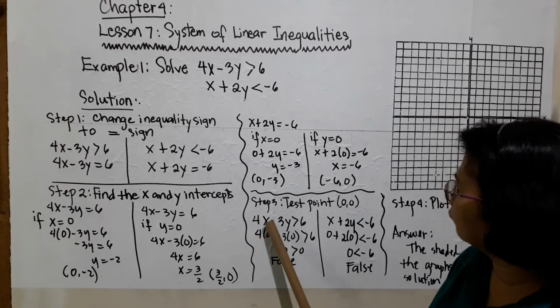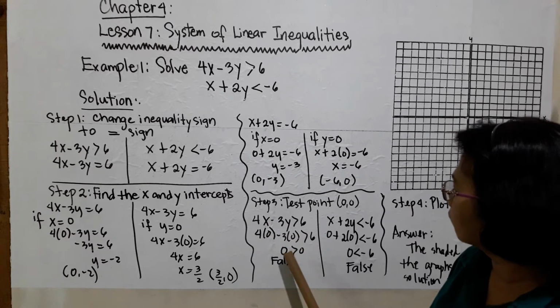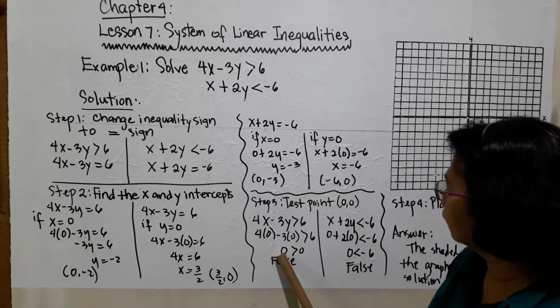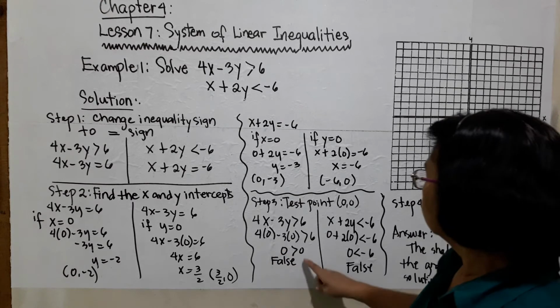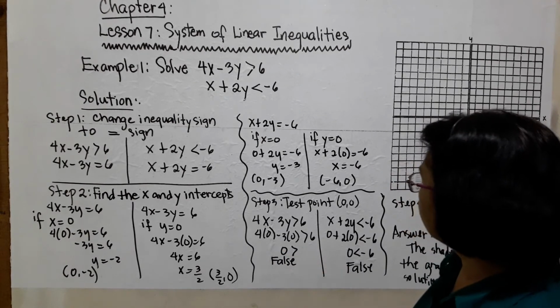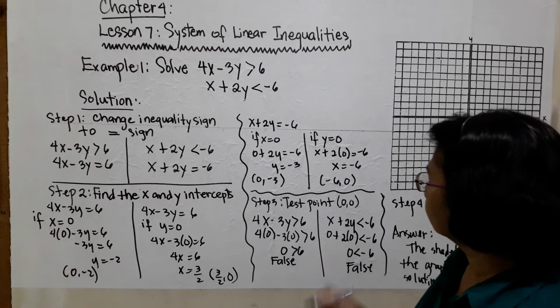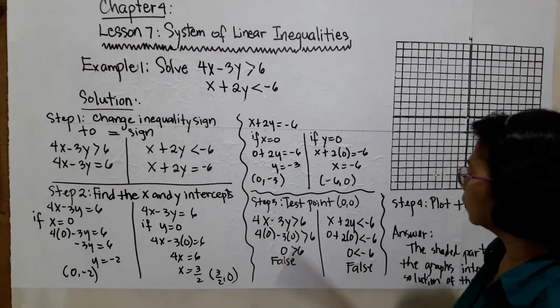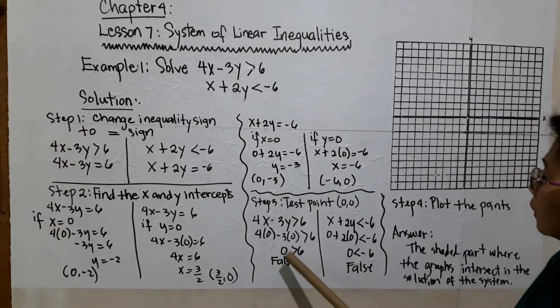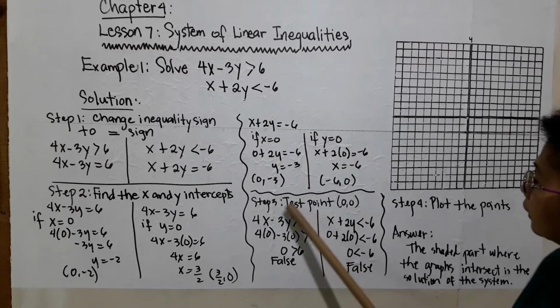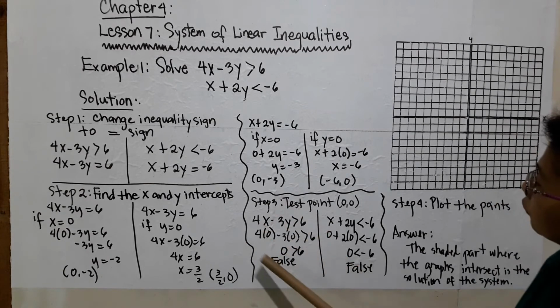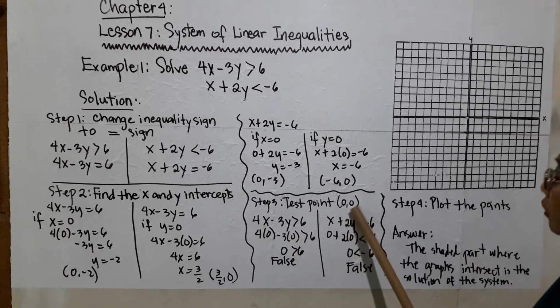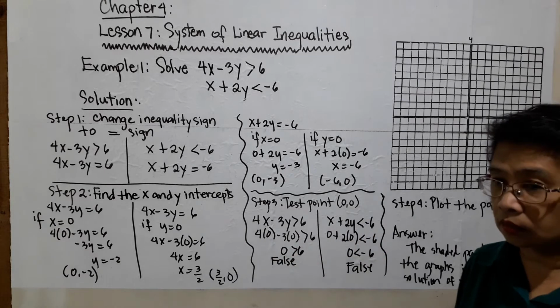So replacing the values of x and y, that means the left side is 0. Is 0 greater than 6? It is false. So this means that in the graph of this first inequality, 0, 0, or the origin, is not part.